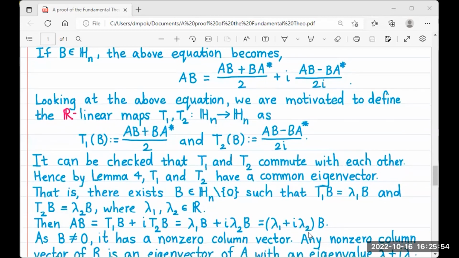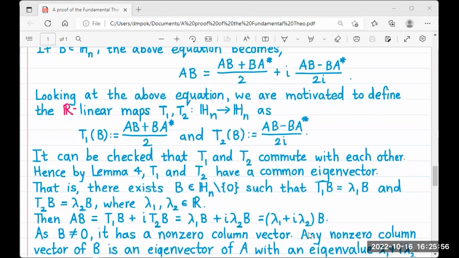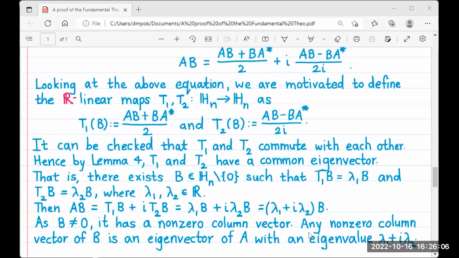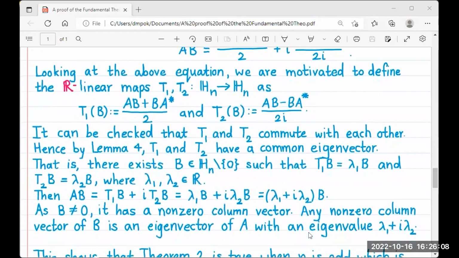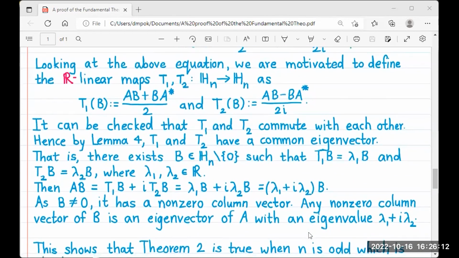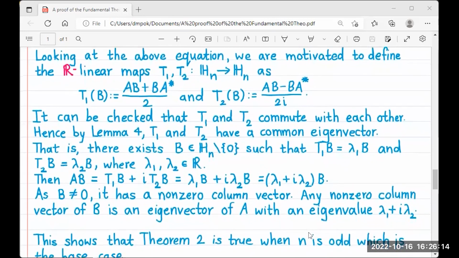Okay, so if V is an odd dimensional complex vector space and A is a linear map from V to V, we have constructed an eigenvector of A. So we are done with the base case. Now let's see what our induction hypothesis is. So what will be the induction hypothesis?